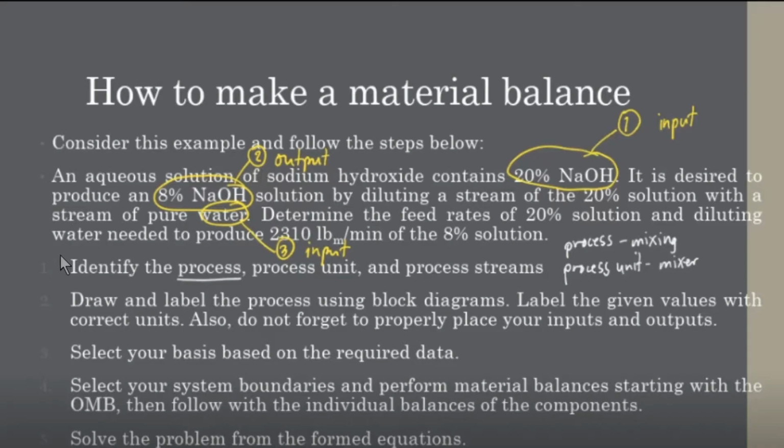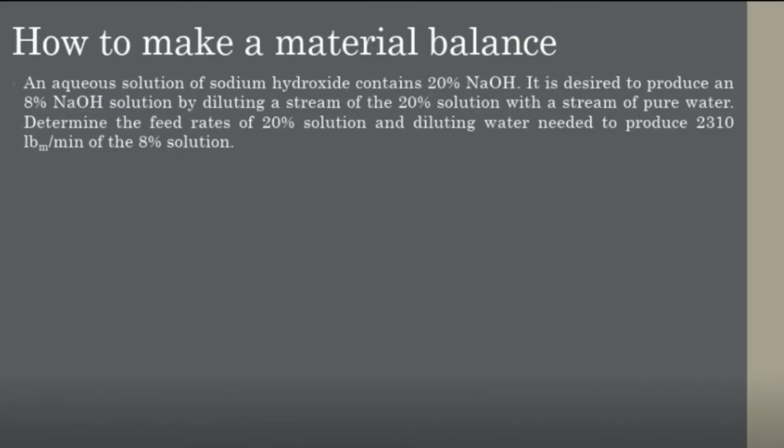With the information gathered from step number 1, we then proceed to step number 2. Draw and label the process using block diagrams. Label the given values with correct units. Also, do not forget to properly place your inputs and outputs. Inputs are arrows going toward the process unit, and outputs are arrows going away from the process unit. Here's the same example, and let's attempt to draw our flowchart to represent the system with the knowledge we obtained from step number 1. We know that the process unit is a mixer, so let's draw a box.